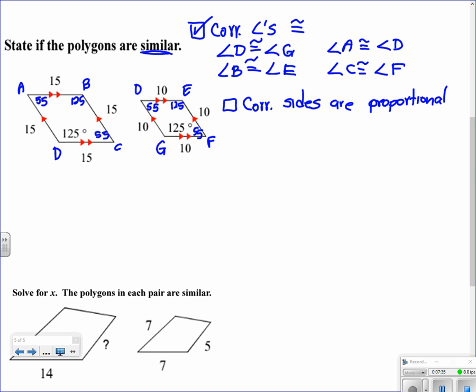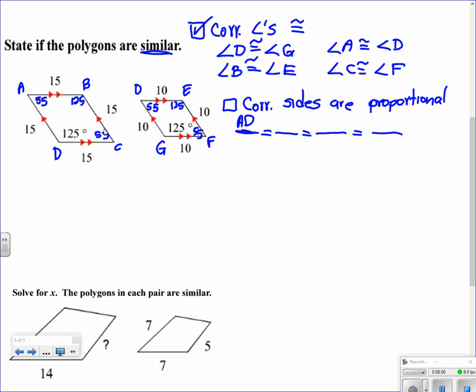Remember, proportional means you have a fraction equal to another fraction. Now, because there are 1, 2, 3, 4 sides, this will be 1, 2, 3, 4. Now, the way you do this is pick any side you want from the first polygon. Any side you want. Let me pick A and D.